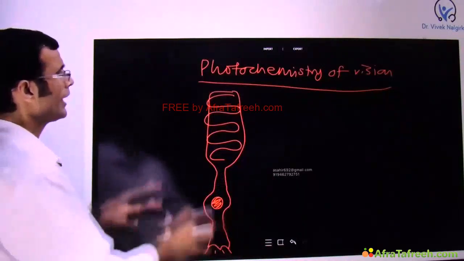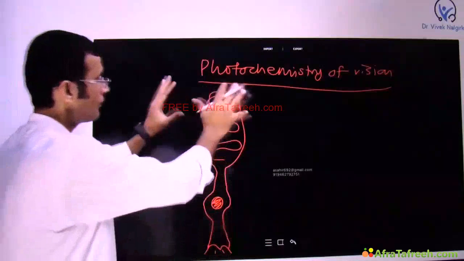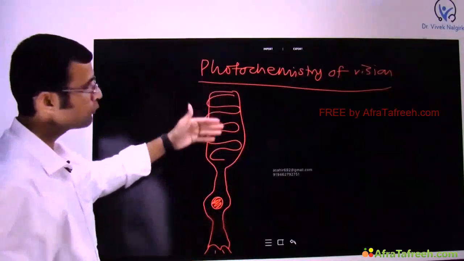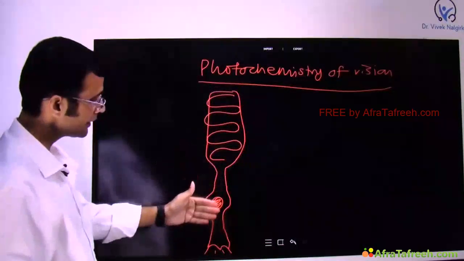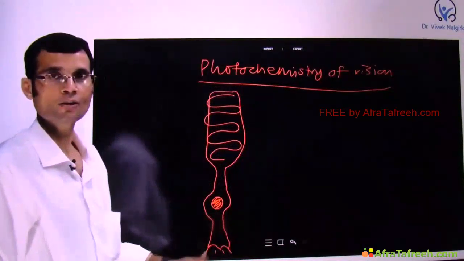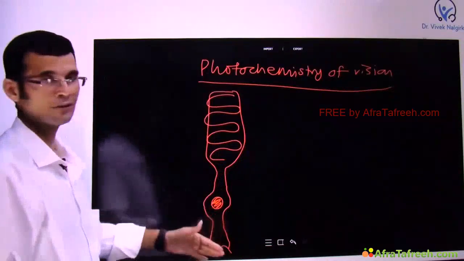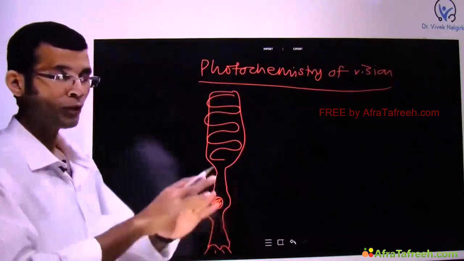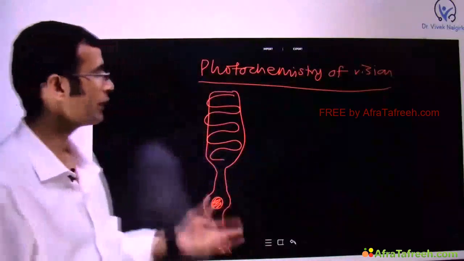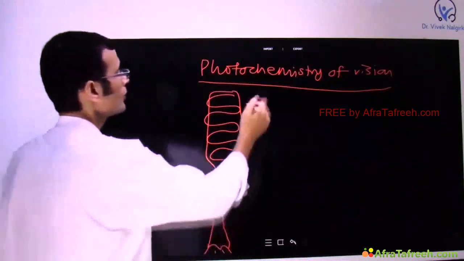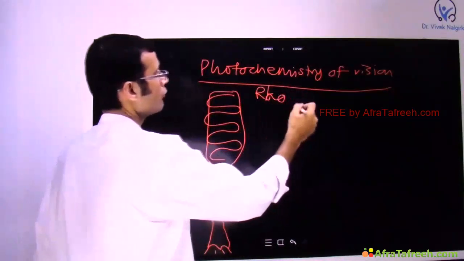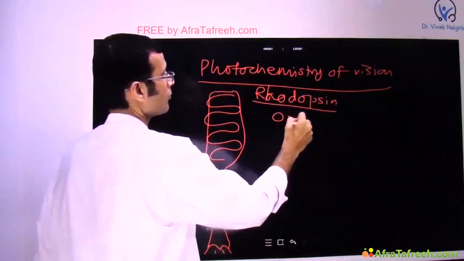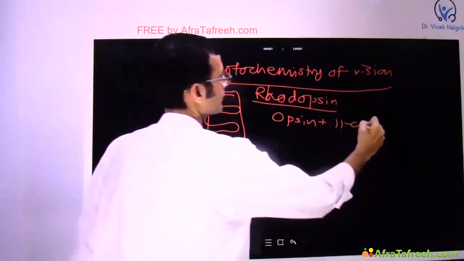So it's like this: when light strikes the rod, there will be some reactions that occur in these outer and inner segments, and due to which finally an electrical current or electrical energy will be generated and will be transmitted by the optic nerve. What are those changes? Those are collectively called as photochemistry of vision. So rods contain the photosensitive pigment called as rhodopsin, which is a combination of opsin plus 11-cis-retinal.